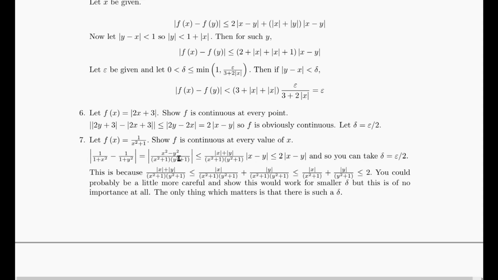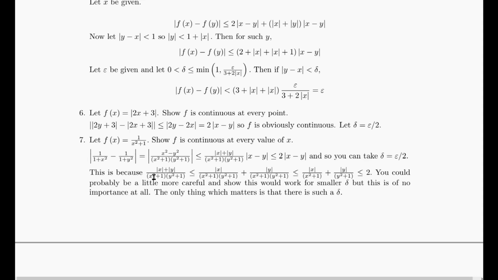That's just factoring this difference of two squares and then using the triangle inequality, and that's smaller than or equal to 2 times the absolute value of x minus y. So I can just let delta equal epsilon over 2. Now what I want to do is go over a little bit why this is smaller than 2. In fact, I think I can show I can get a better estimate than 2, but I don't care.